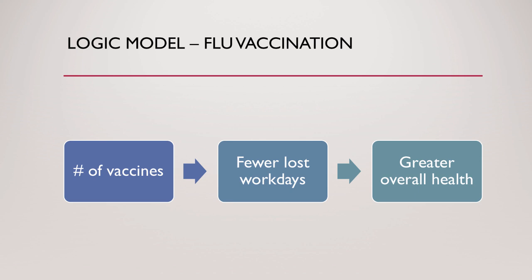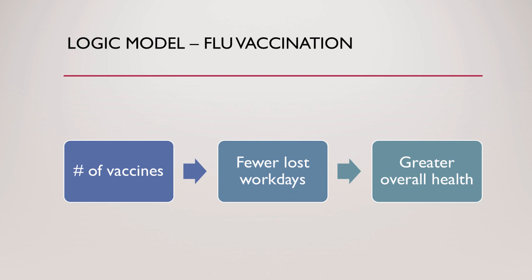Our intermediate outcomes: what do we expect to happen as a result of this program, of these vaccines? Well, fewer lost work days. Fewer employees are going to be sick. If they do get sick, hopefully they'll be sick, I guess, for a shorter period of time. And then those long-term outcomes are really long-term, so greater overall health. I've got an employee who works with us for 25 years, getting a flu vaccine every single year. Over the course of her time with us, greater overall health.